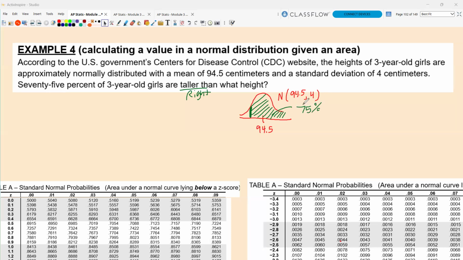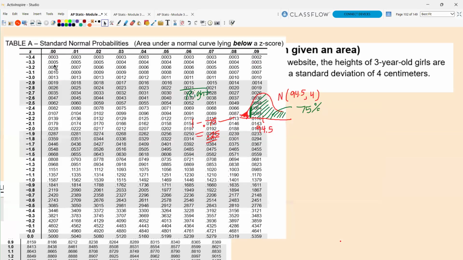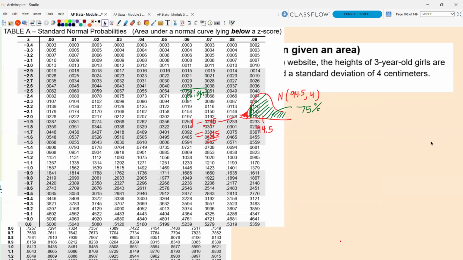But in order to do this correctly, we actually have to go to the left. So we're going to take that 75% and subtract from 1. So 1 minus 0.75 is actually going to be 0.25. What we're really looking at is the 25th percentile. So what we're going to do is go into our table and find the 25th percentile, and that's going to be in the negatives. So we're going to find 0.25 or something as close to it as possible.